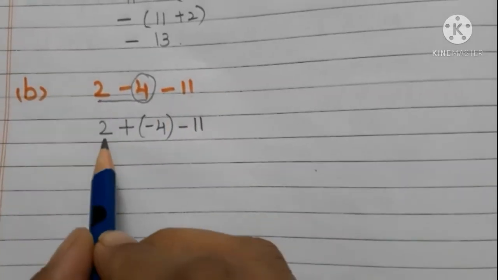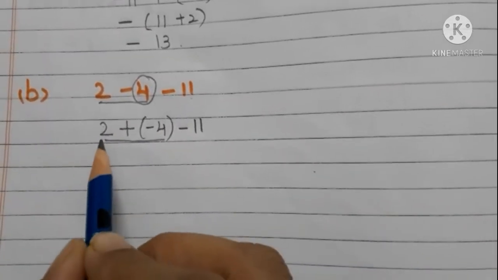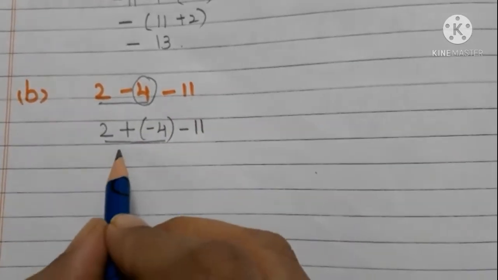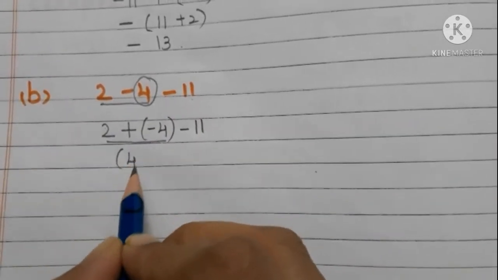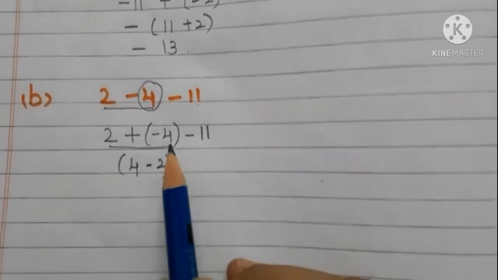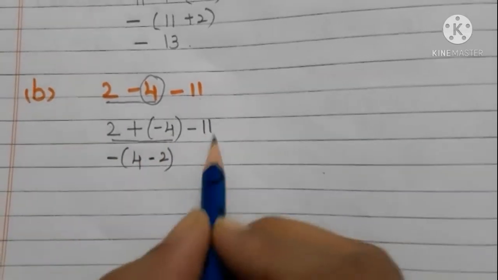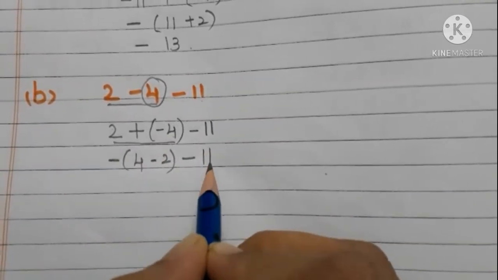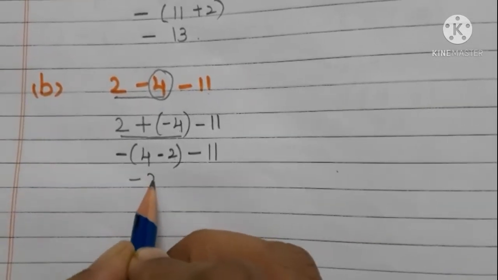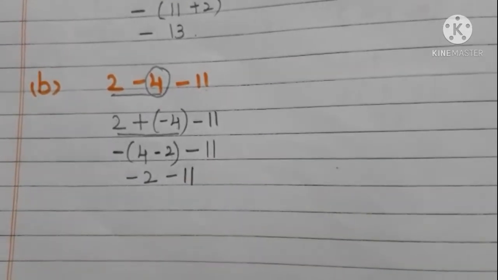Okay, now let us simplify this. Follow the addition rules. Here we have one positive integer and one negative integer. So what we have to do? We have to subtract the smaller number from bigger number and we have to write the bigger number sign. See, here 4 is the bigger one, so we have to write the negative sign and copy down this one, minus 11. 4 minus 2 is 2. So the answer is negative 2 and copy down this one, minus 11.